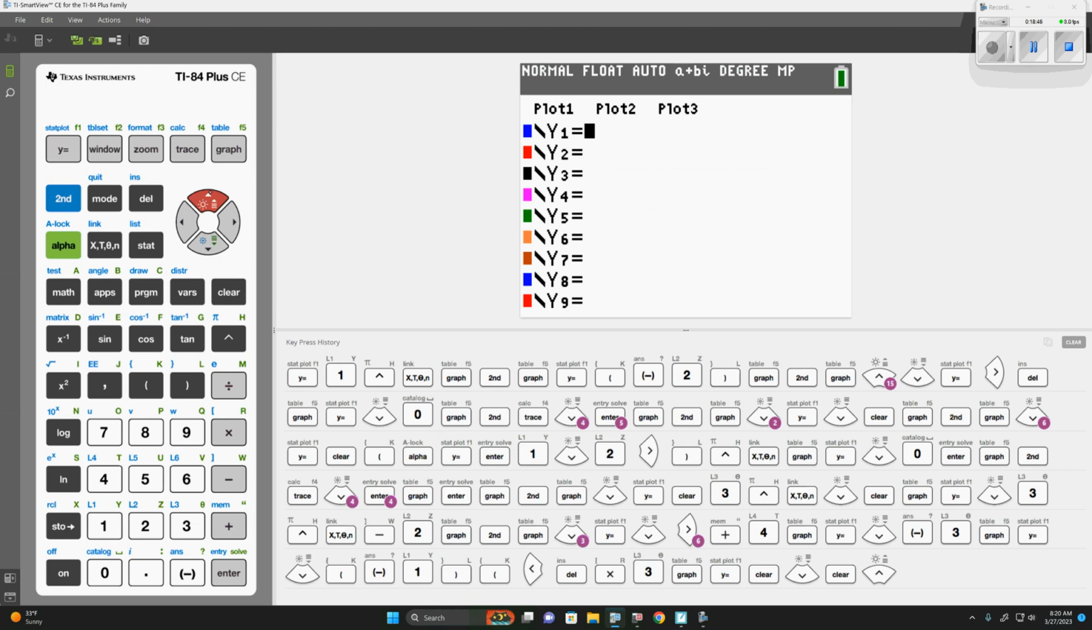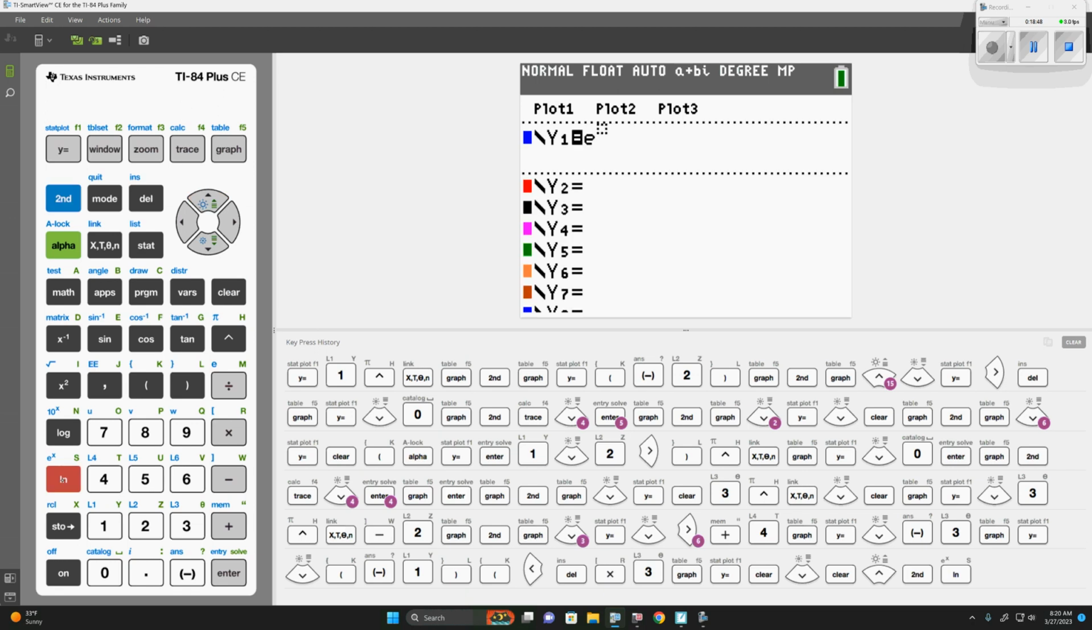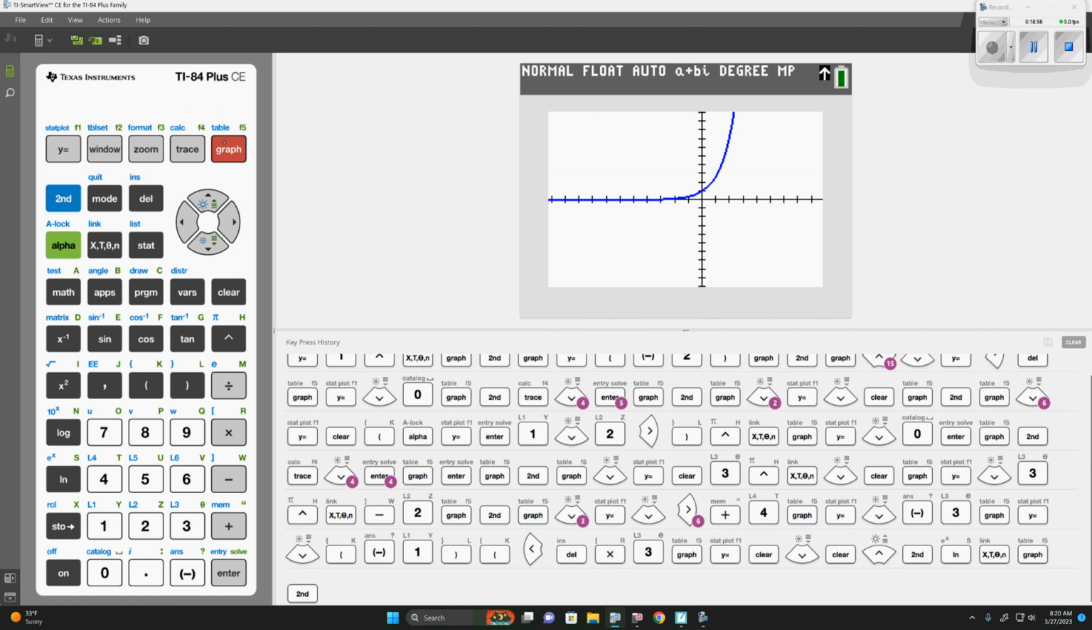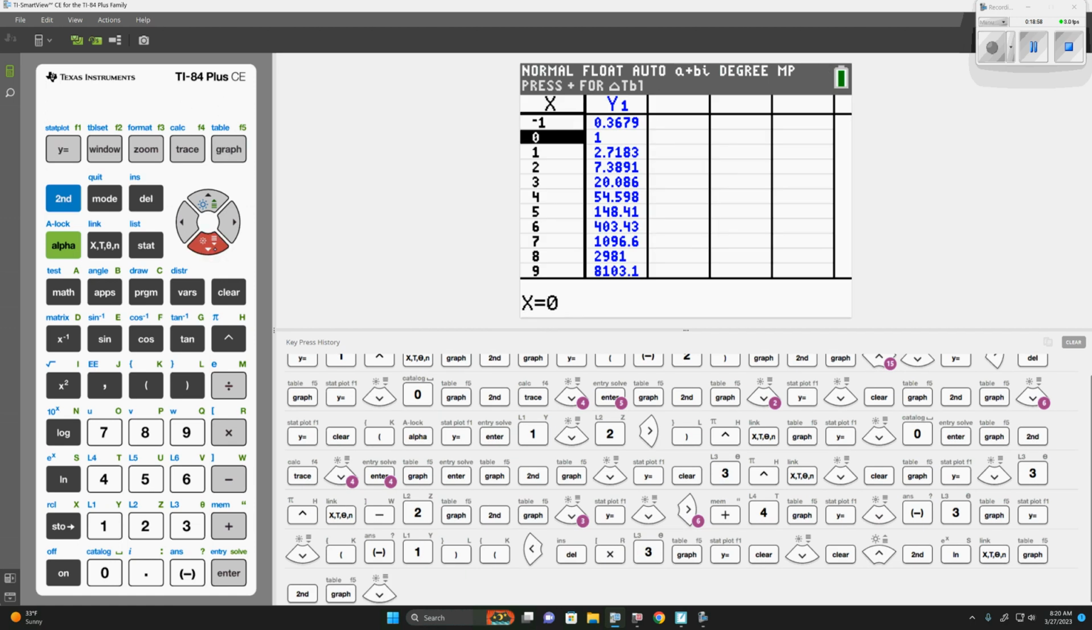And we could graph it pretty easily. Clear both of these out. As we can say, second ln e to the x. And we get this here. Now, e to the 0 is 1. So we do have this nice point.